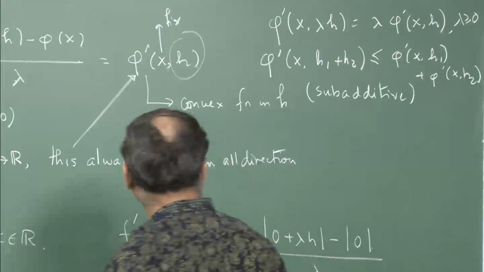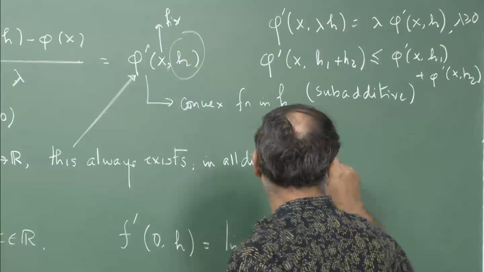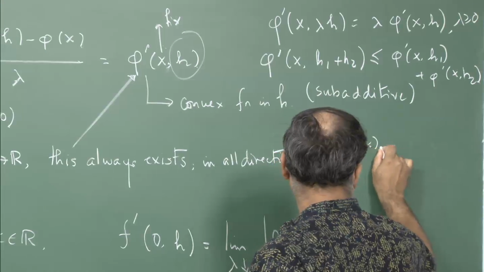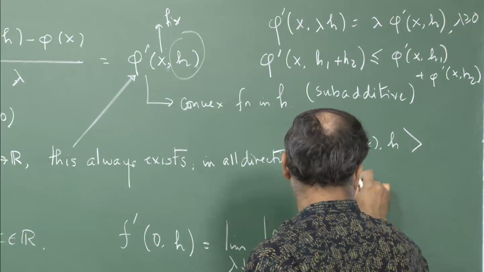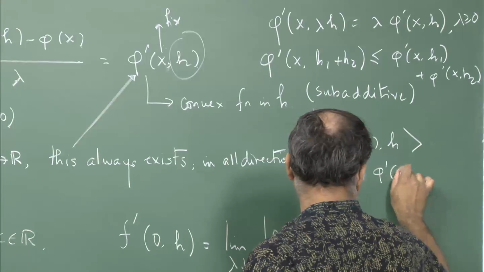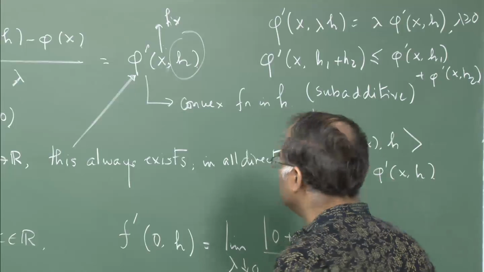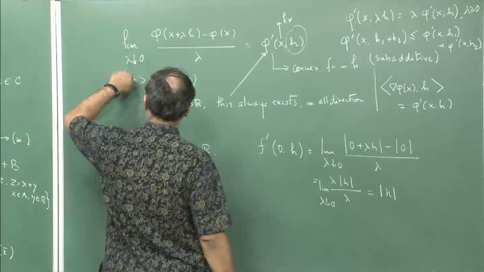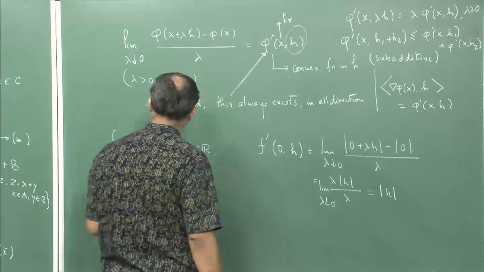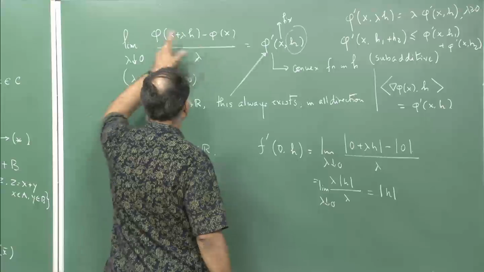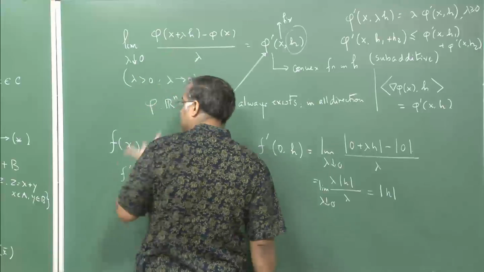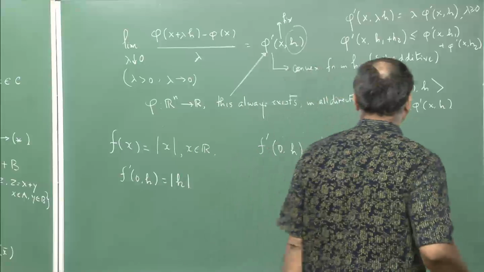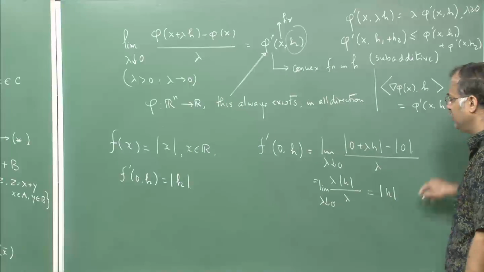And if phi is actually differentiable, then this is exactly the value of the directional derivative at H. And here you see, if it works for lambda negative, that is lambda comes from the negative side and goes to 0, then if the limit exists and is equal, then of course the derivative is there. So, we have some few examples.